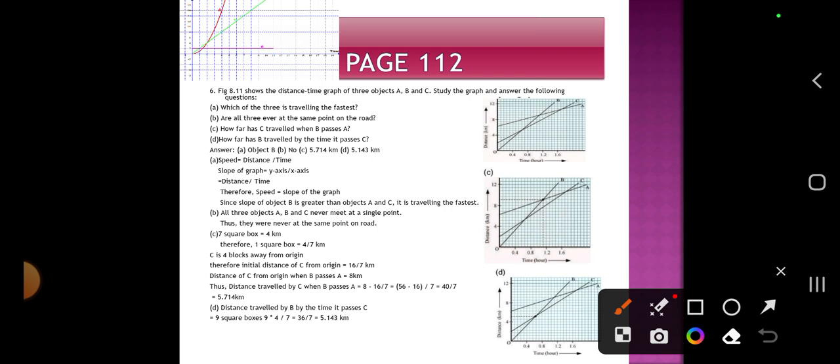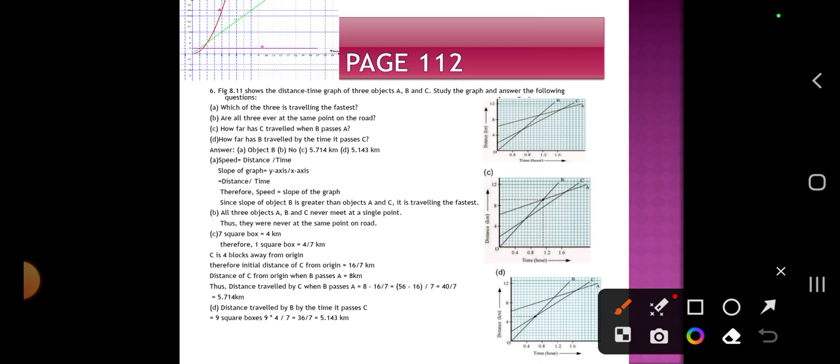Now the starting point of the C is, C starts after 4 blocks. This is the 0 and this is the starting point of the C. So after 4 blocks it is starting from here. That means the origin of the C is 4 multiplied by 4 upon 7. So that will give us 16 upon 7 kilometers.